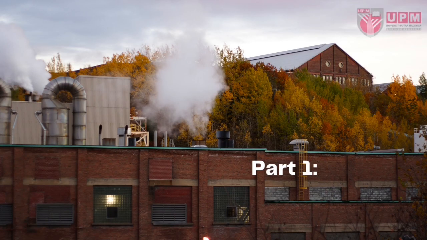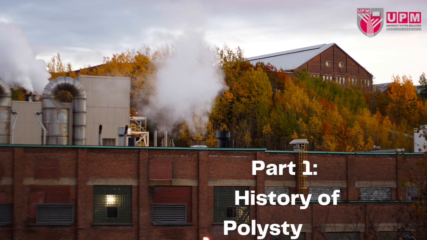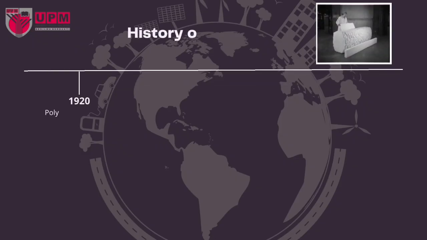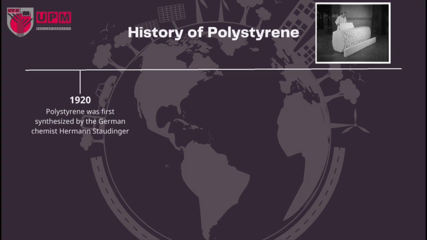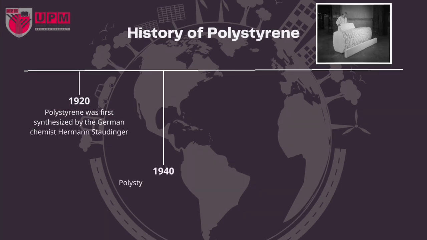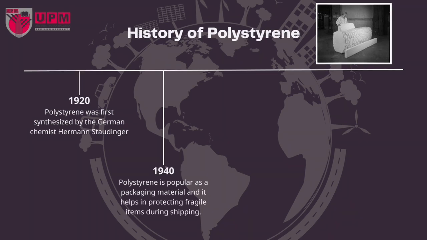Part 1: The history of polystyrene. In 1920, polystyrene was first synthesized by the German chemist Hermann Staudinger. In 1940, polystyrene became popular as a packaging material, and it helps in protecting fragile items during shipping.